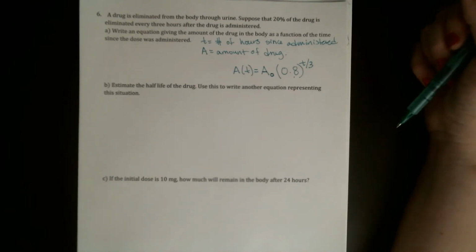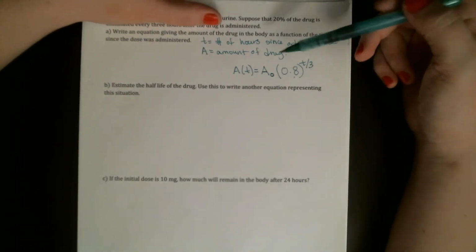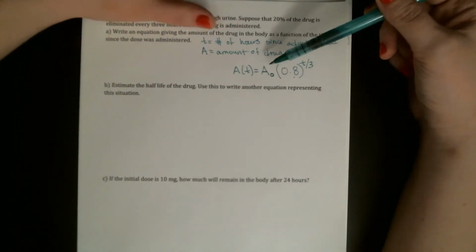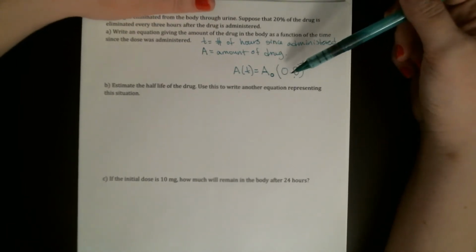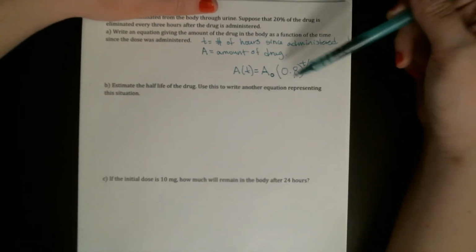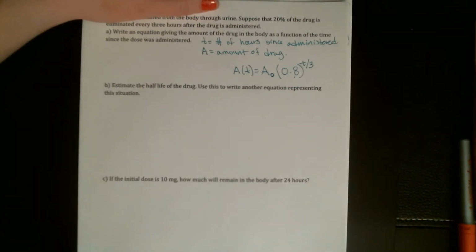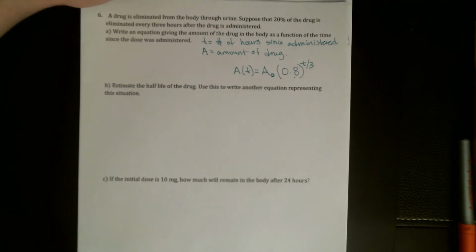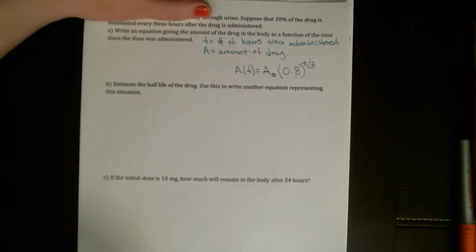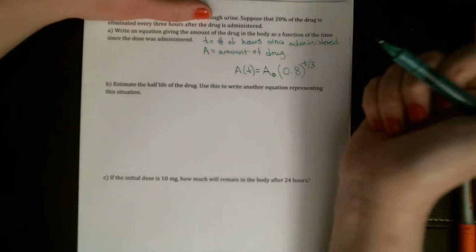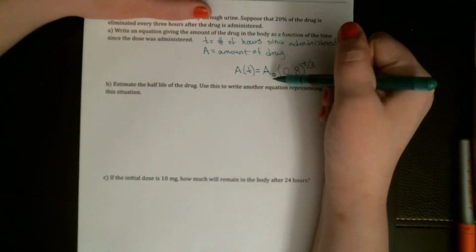Part B is where some solving is actually going to happen. We're supposed to estimate the half-life of the drug, and then we're going to use that to write another equation that represents what's happening. So we have this one that tells us very clearly that we start with A naught, we decrease by 20% every 3 hours. We're going to build another one that shows us the half-life very clearly. Okay, so once again, we don't actually know the starting amount, but it doesn't turn out that it matters. If you want the half-life of the drug, you're trying to figure out how long it takes for the initial amount to get cut in half.